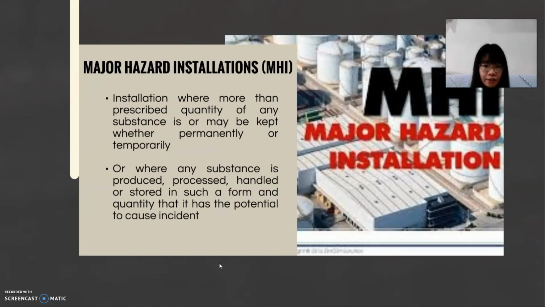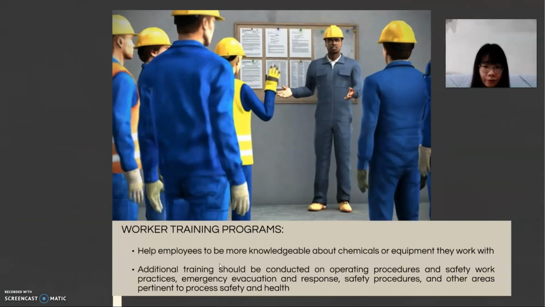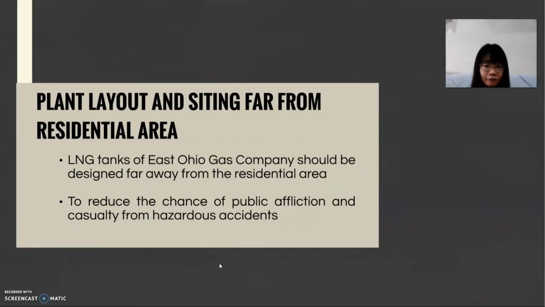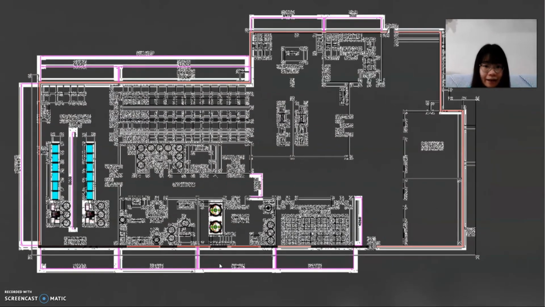A major hazard installation (MHI) is an installation where more than a prescribed quantity of any substance is or may be kept, whether permanently or temporarily. Worker training programs should be carried out to help employees be more knowledgeable about the chemicals or equipment they work with. The plant layout and siting should be far from residential areas in order to reduce the chance of public affliction and casualty from hazardous accidents. This is an example of plant layout.